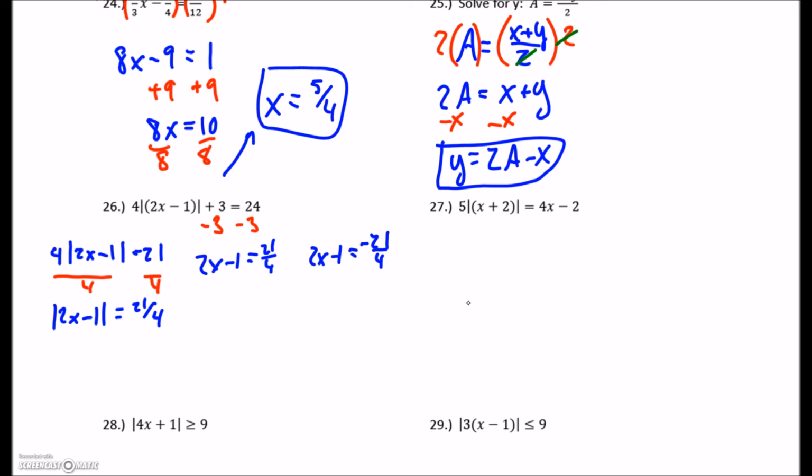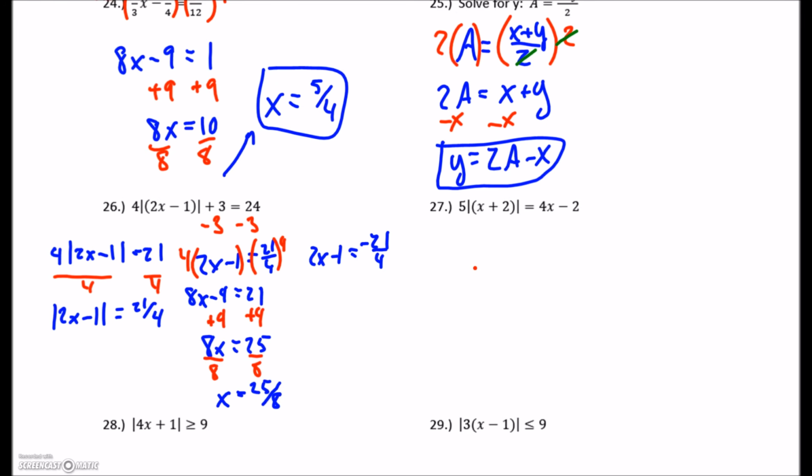Really the first step in solving each of these is to get rid of that fraction by multiplying each side by 4. So over here, that's going to give me 8x minus 4 equals 21. And then I can finish solving this by adding the 4 to each side, and then dividing by the 8. So I find out that x equals 25/8.